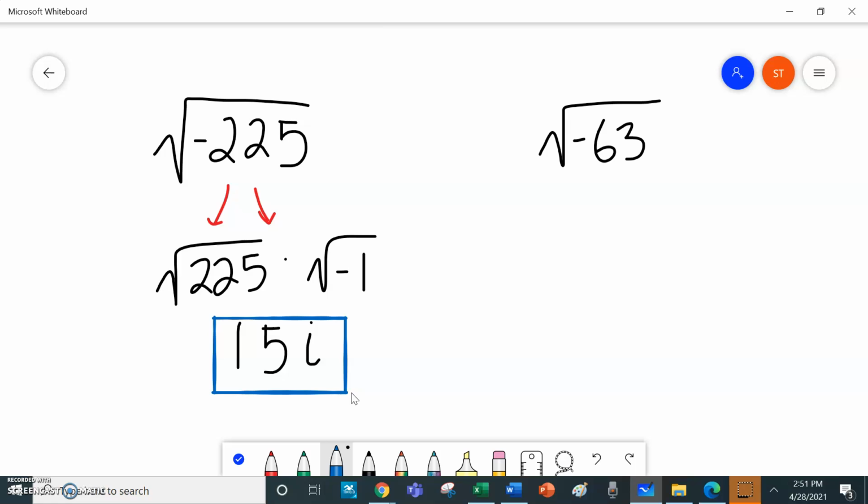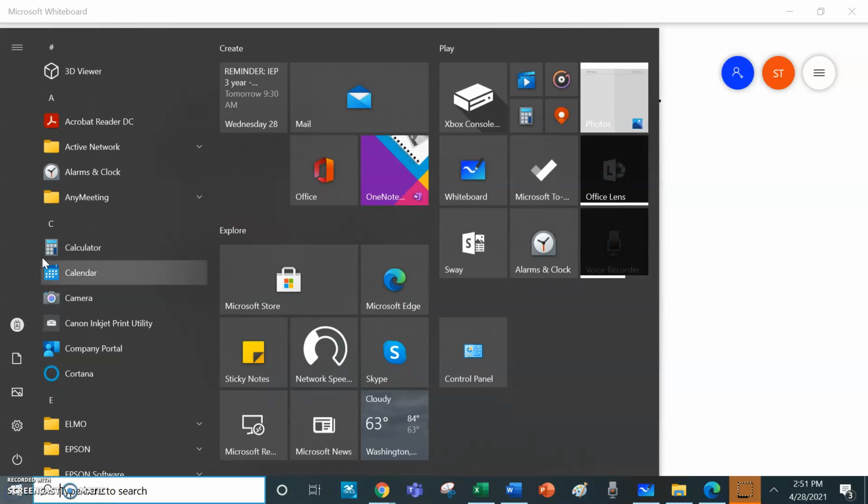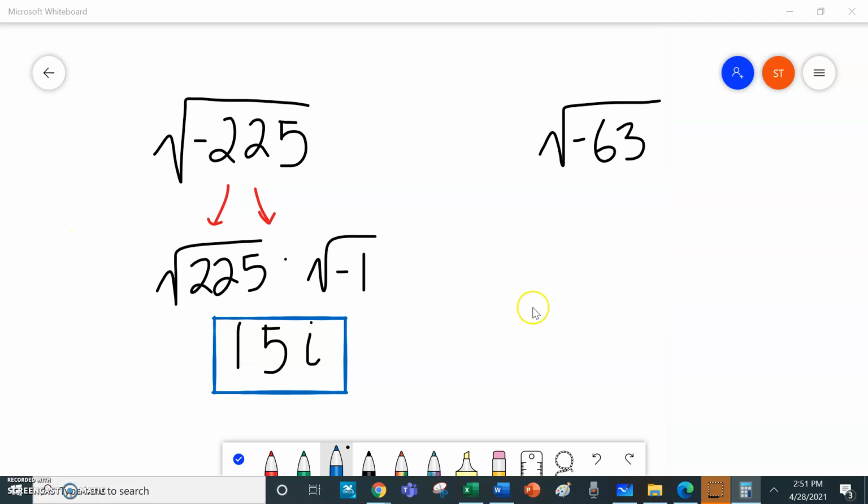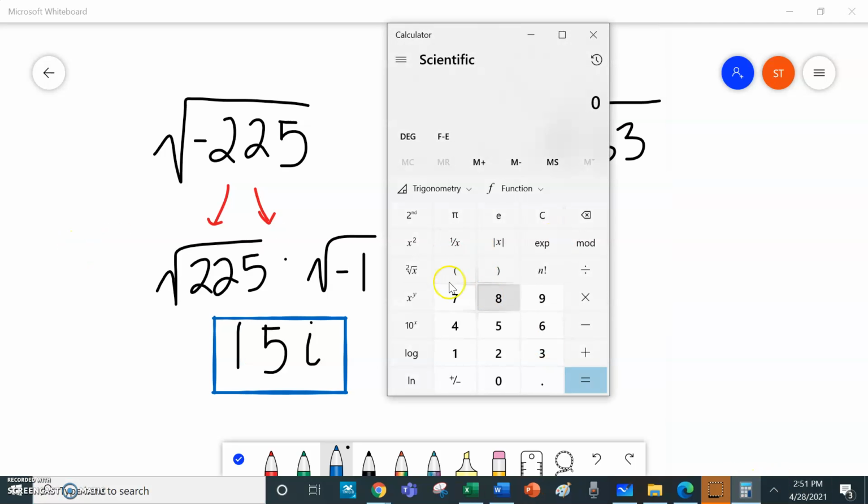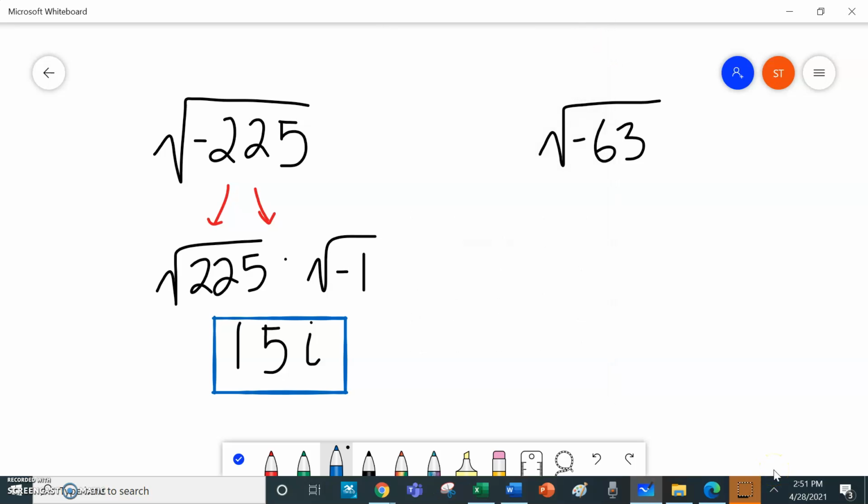Now I look at my second problem, the square root of negative 63. So when I'm taking the square root of negative 63, I go into my calculator, 63. I'll notice that I'm taking the square root as a positive so that I know I can get the square root. That's a decimal. That's not going to work.